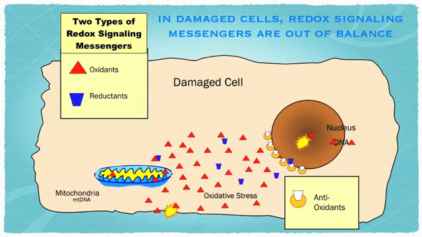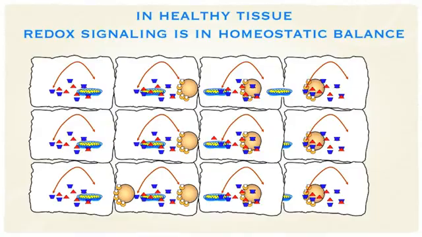In a damaged cell, redox signaling messengers are out of balance. And here you're seeing evidence of oxidative stress that's occurred, and there's an abundance of the red triangles, the reactive oxygen species. These are leading to damage to the cell membrane, which is very critical, as well as to the nucleus, which could cause a complete breakdown in the cell function. And so this damage needs to be contended with.